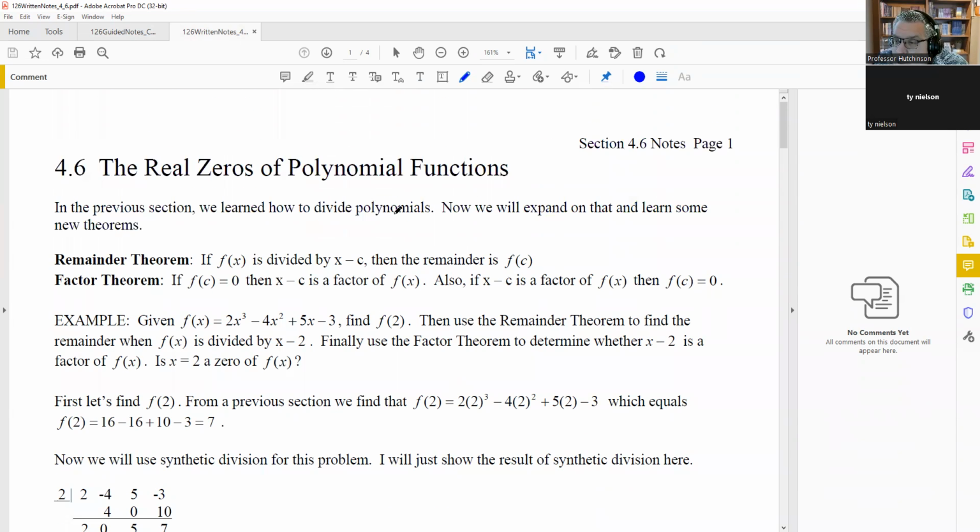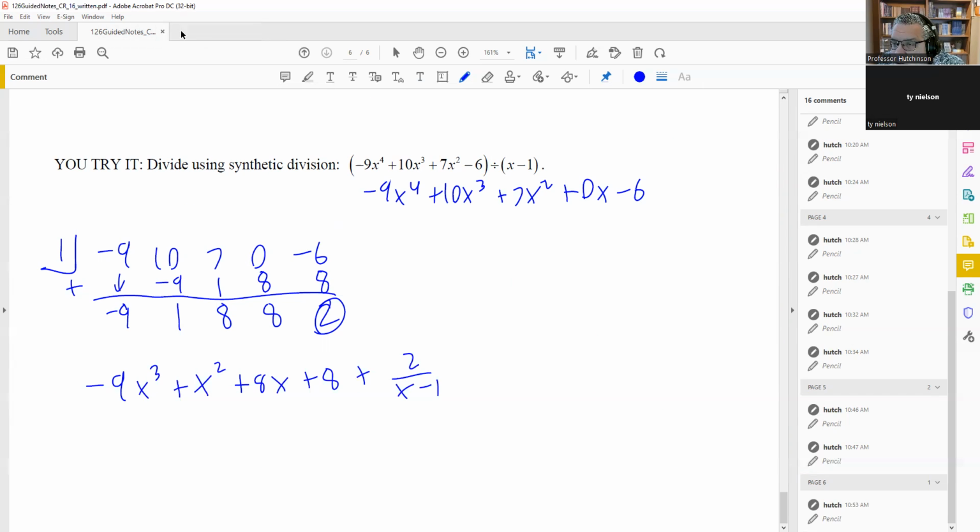Actually, you know what? I have my wrong notes up here. Let me go back to this. I need to open up the guided notes. I had my written notes up there instead. So let's go ahead and jump into this part here. So let's go ahead and open up the guided notes for the 4.6. So let's do that.